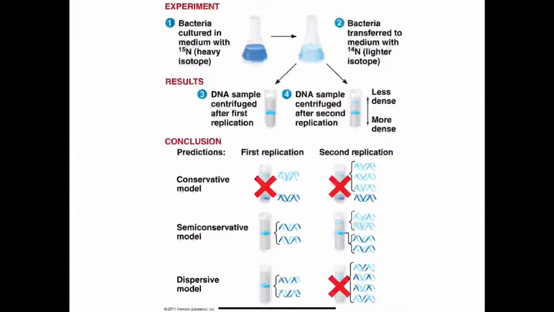So there were a couple other models that they had tried out. The conservative model, basically where you had one old strand and one new strand, and then a dispersive model where you had a couple of different options of each. But that's not what they found. The way that they did this was they labeled the DNA with different isotopes, and they were able to see how it worked out.